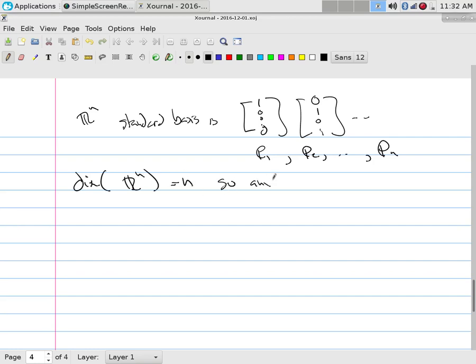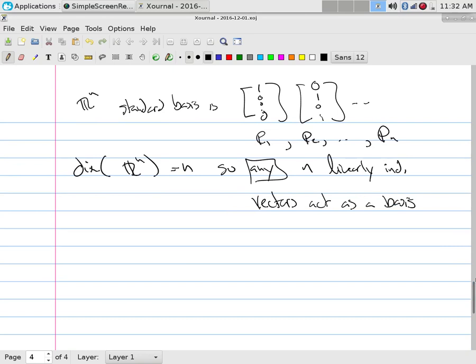So any n linearly independent vectors act as a basis. So we know that, right? We did things before where I have n linearly independent vectors, but I want ones that are all orthogonal. So we have the Gram-Schmidt process to generate such stuff, right? But really it simply says, if you have n and they're linearly independent, that means they make a basis.